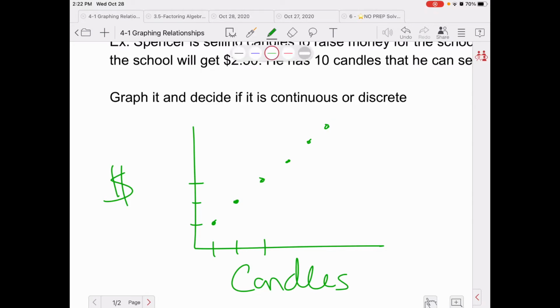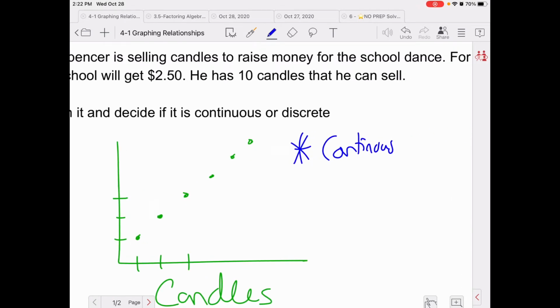So now we need to decide, once we've graphed it, is this discrete or continuous data? Okay, and I want you to decide, is it continuous or discrete? And I'll have a question off to the side here.